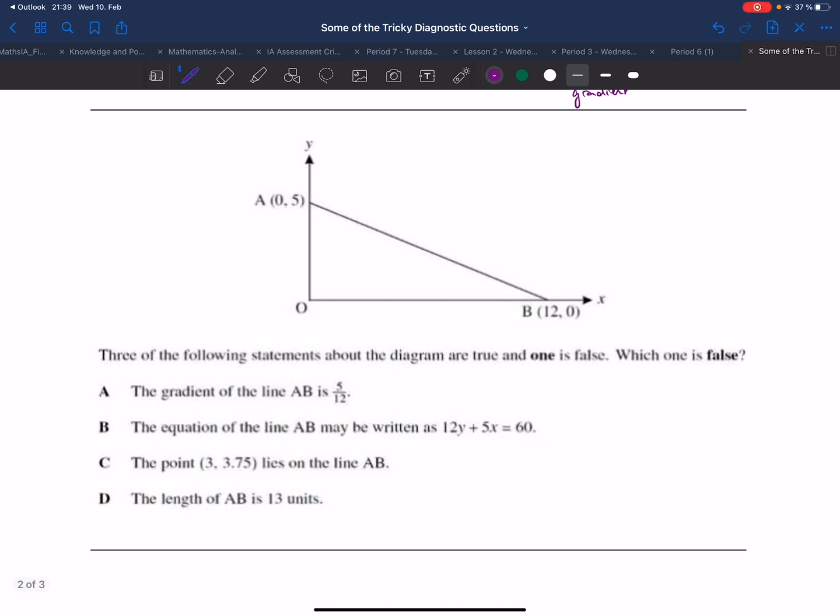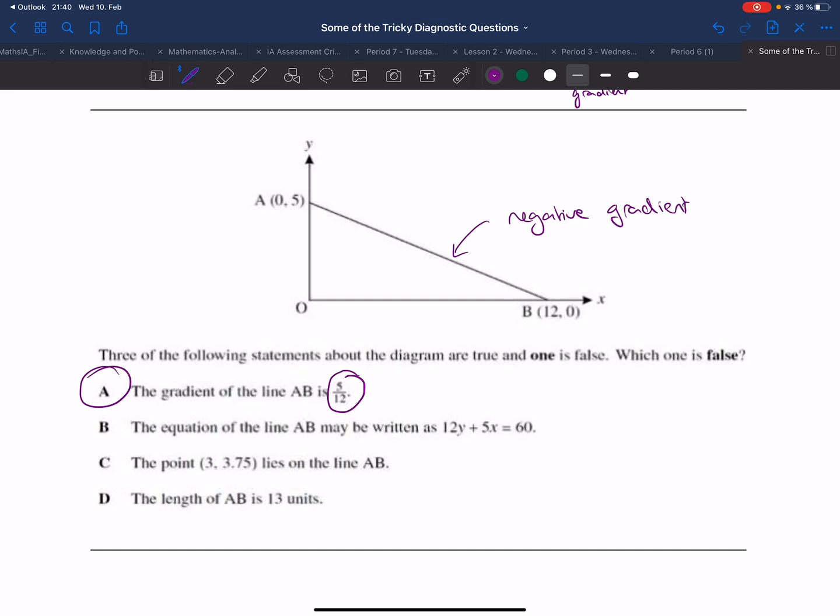Okay, for this question, it says 3 of the following statements about the diagram are true and 1 is false. Which one is false? So let's take a look through. The first one says the gradient of the line AB is 5/12. And actually, before we can even get going, that's a positive gradient, right? It's saying the gradient is positive 5/12. But when I look at this line visually, I can just see it has a negative gradient because it's going down from left to right. So A has got to be my false one. So I suppose that was nice and easy.